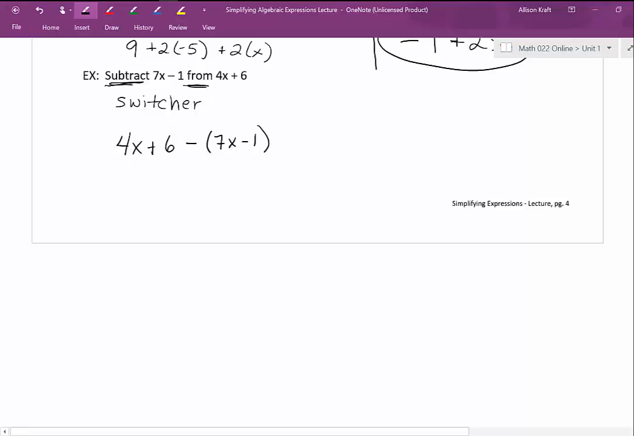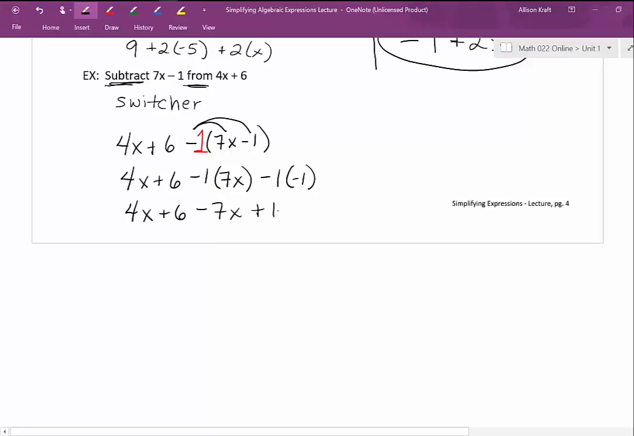To eliminate the parentheses, we distribute. As we discussed before, when there's not a number in front, there's an invisible 1, which is what we'll be distributing. 4x plus 6 comes straight down, and now we distribute. Negative 1 times 7x, and a negative 1 times a negative 1. We multiply. 4x plus 6 minus 7x plus 1.